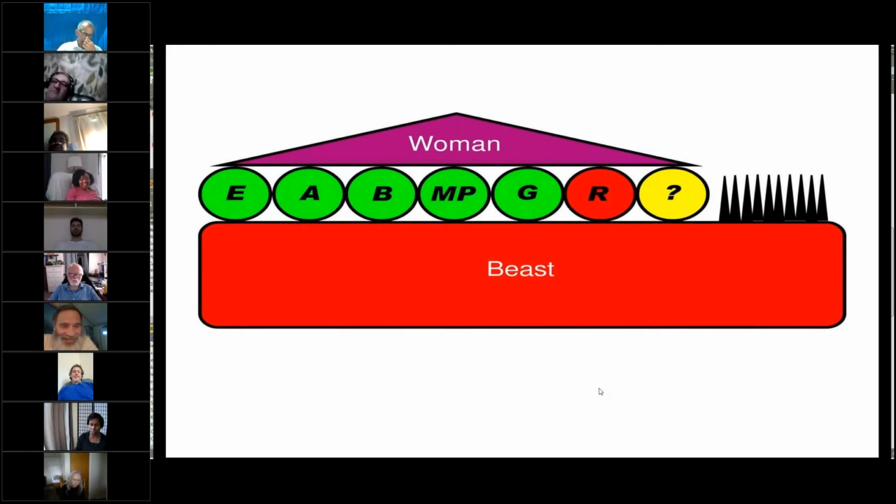All right, and if you look, this diagram is a little strange, because look at the end of it on the right corner, and you'll see that there are 10 spiked things representing the 10 horns. And I've deliberately done this because I want to point out that these horns are not on any of the heads, because that's exactly how the prophecy describes it.